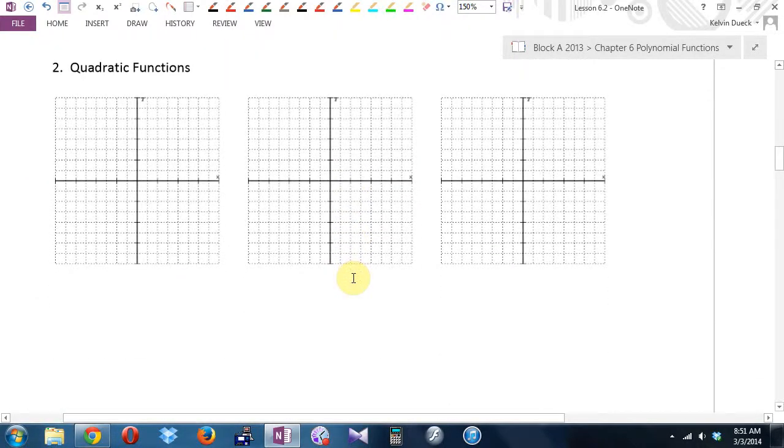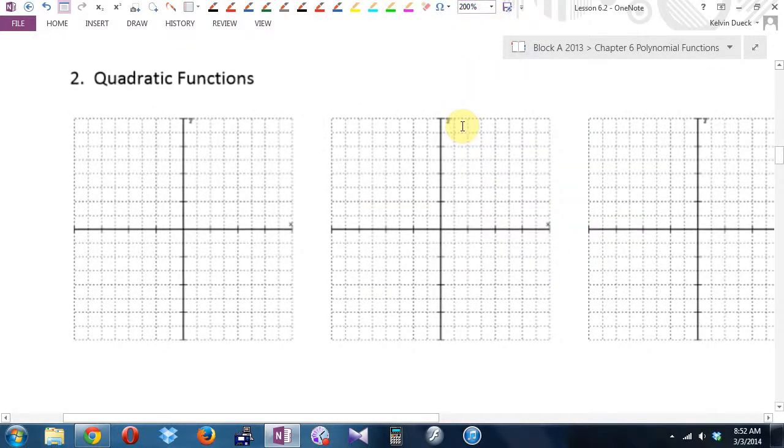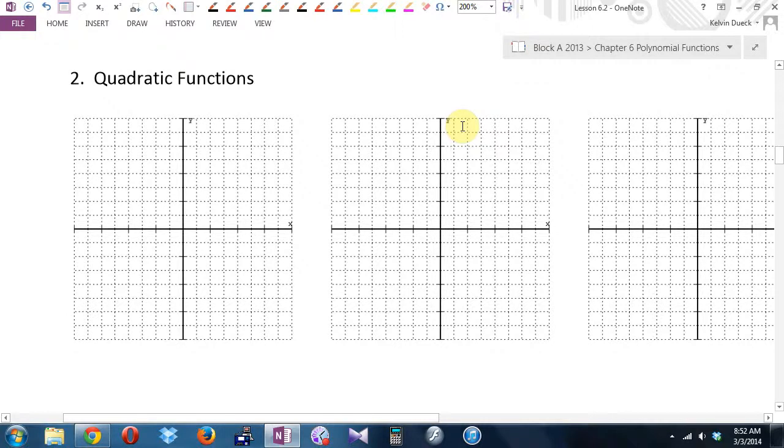Let's go to a quadratic. I think turn the page for you folks, yes? f of x equals x squared minus 2x minus 3. x squared minus 2x minus 3.